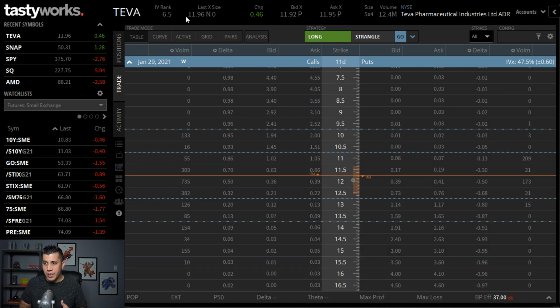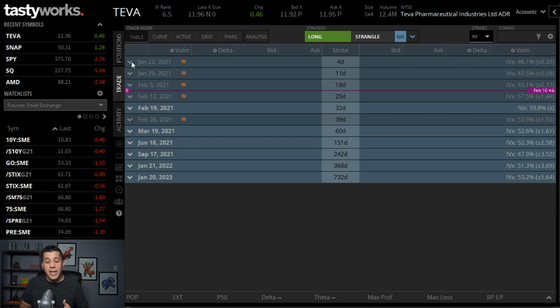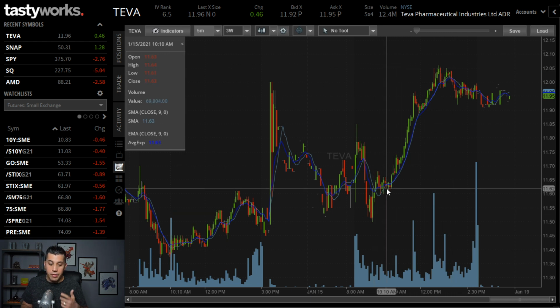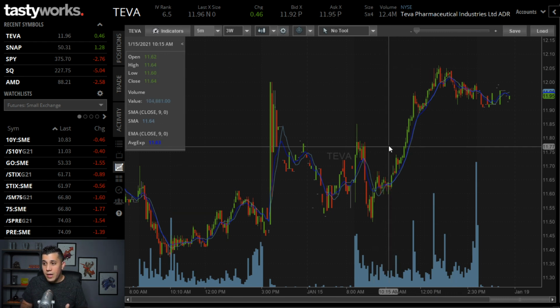Now it's a lower price stock. For it to move $1 is going to take more than it would, let's say, SPY. SPY moving $1 is relatively easy. Apple moving $1, relatively easy. Teva moving $1, I mean, if we go into the charts here, it did move the other day, let's say high to low, $11.50 to $12. Now that's only 50 cents on this run, right? It's only 50 cents.